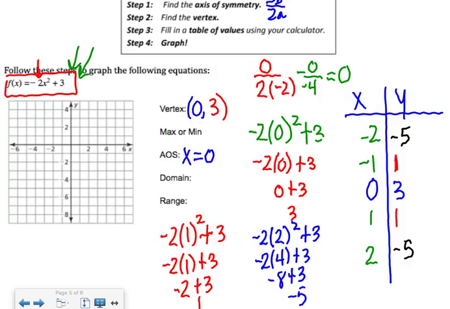So now we can finally bring this over to our graph and graph it. So I have 0, 3; 1, 1; negative 1, 1; 2, negative 5; and negative 2, negative 5. So my points check out. I'm good to go. We can connect it.